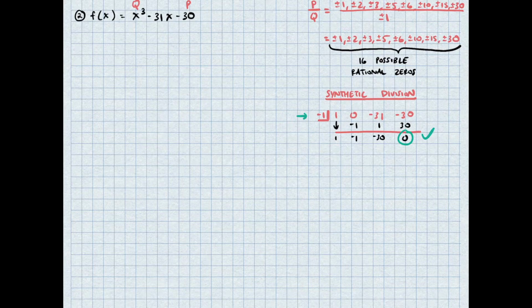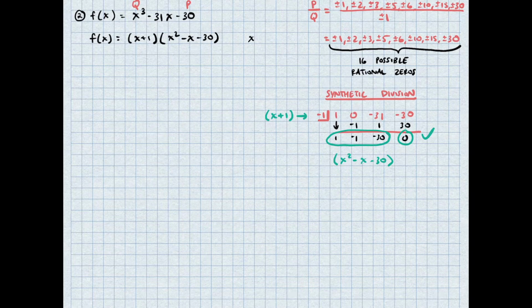This negative 1 over here is the x-intercept, which means that the binomial is x plus 1. And these numbers down here represent our quadratic function of 1x squared minus 1x minus 30. From that, we can rewrite our function as f of x is equal to the quantity of x plus 1, that's the 0 we found, multiplied by x squared minus x minus 30.